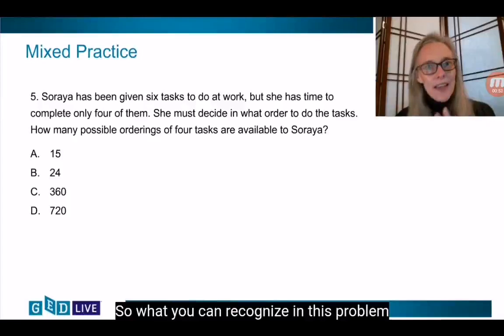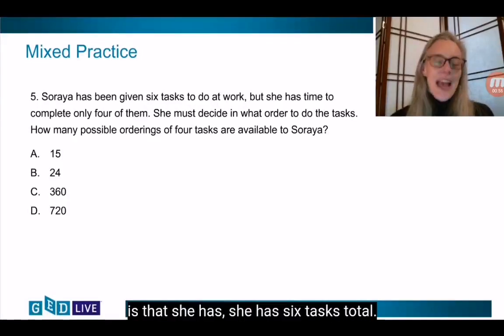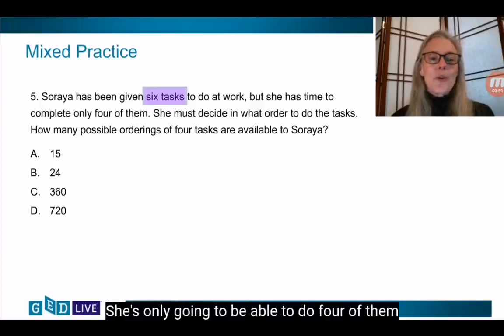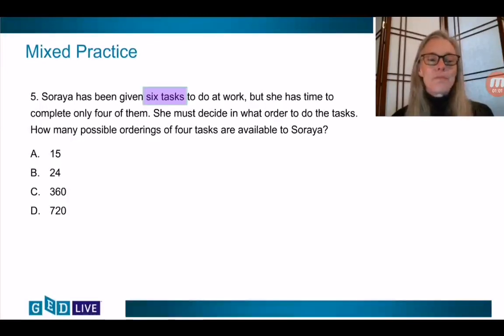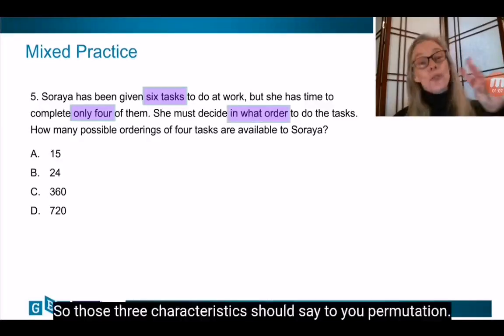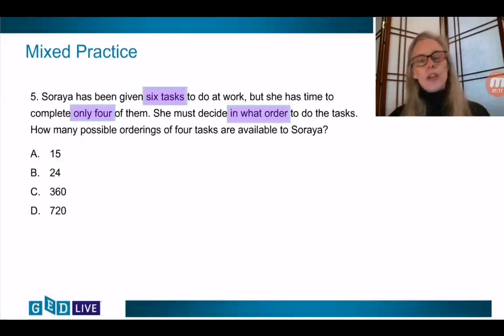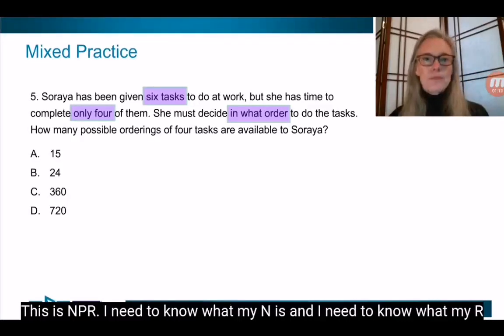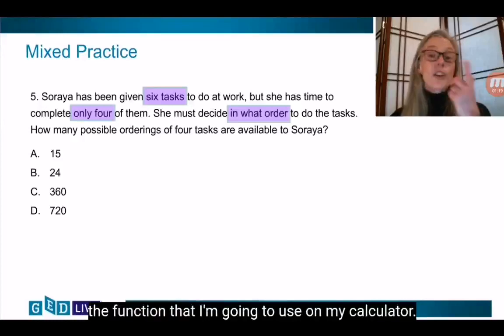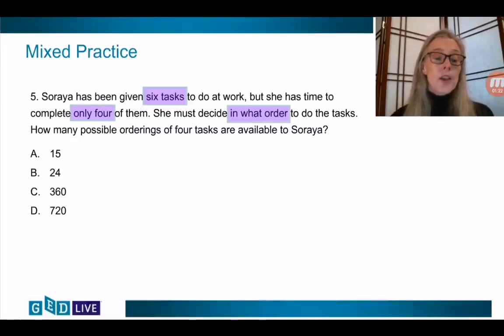So what you can recognize in this problem is that she has 6 tasks total. She's only going to be able to do 4 of them. And she has to decide in what order to do those tasks. So those 3 characteristics should say to you permutations. This is nPr. I need to know what my n is, and I need to know what my r is, and I'm dealing with permutations. So that's the function that I'm going to use on my calculator.